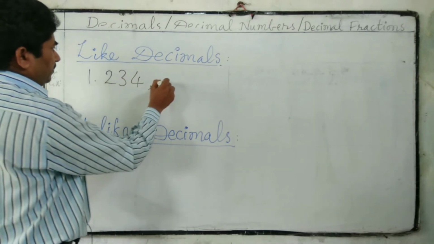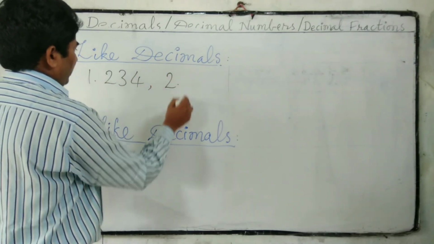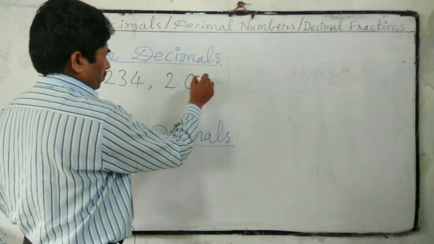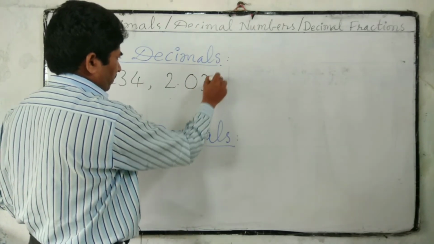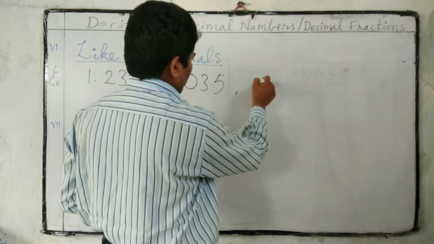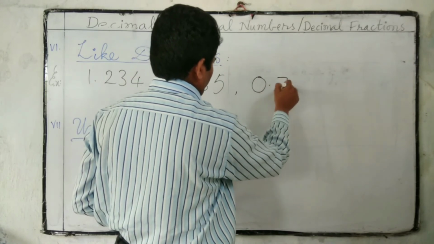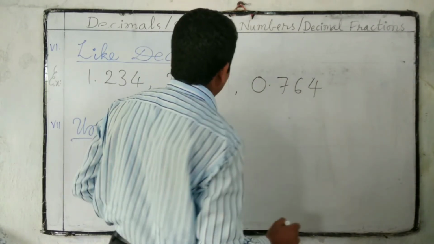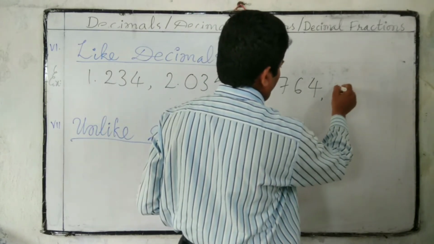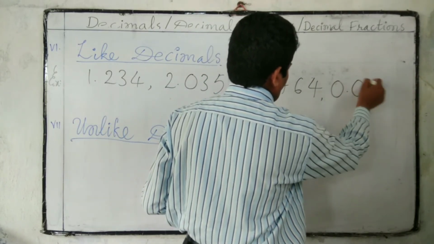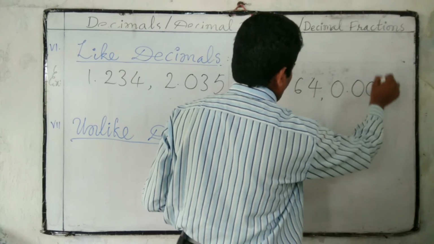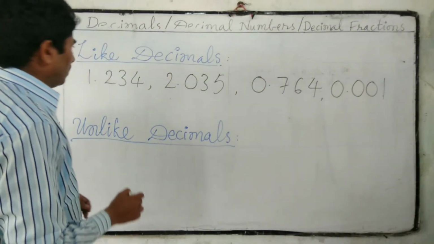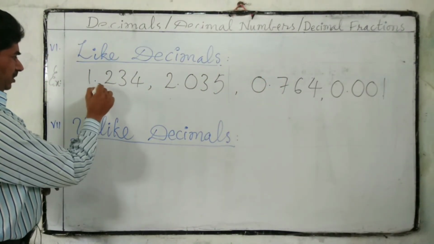1.234, 2.035, 0.764, 0.001. We can observe these decimal places.